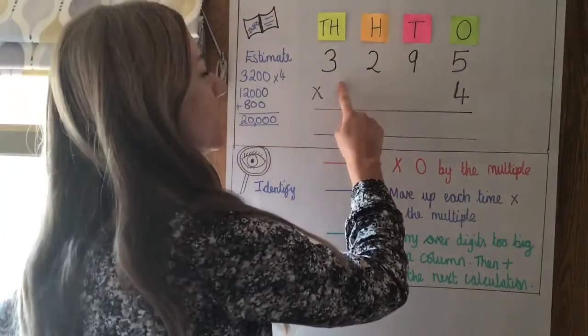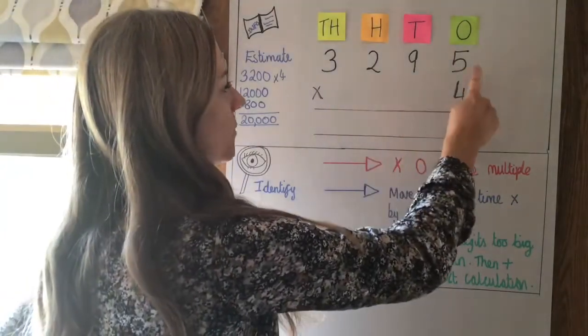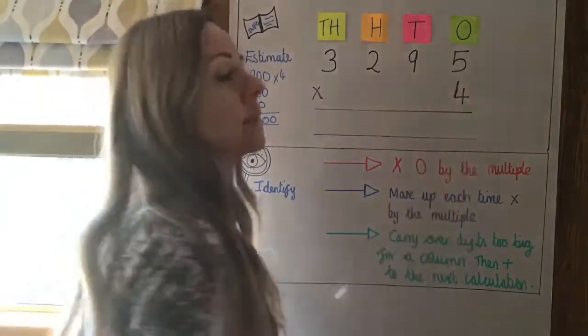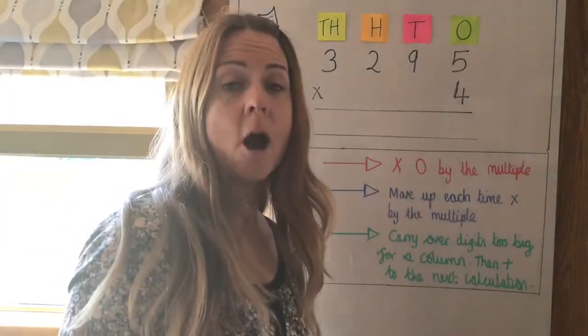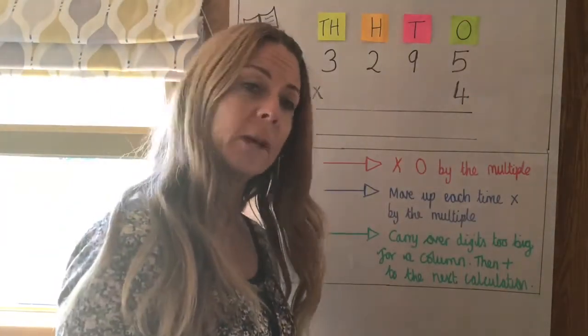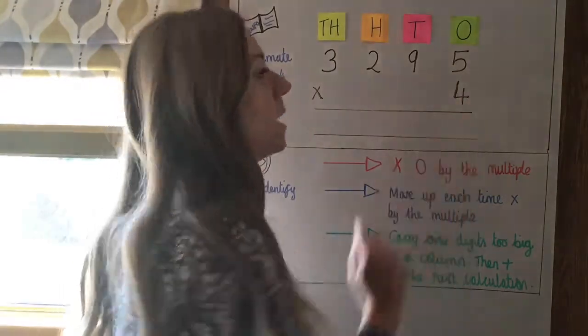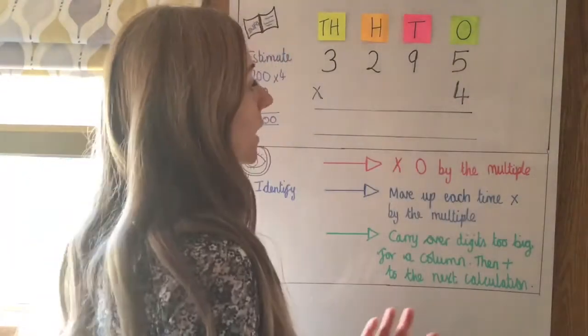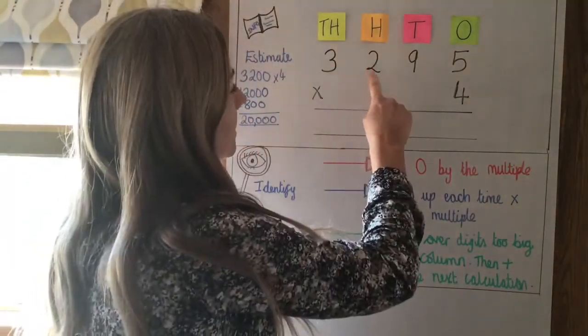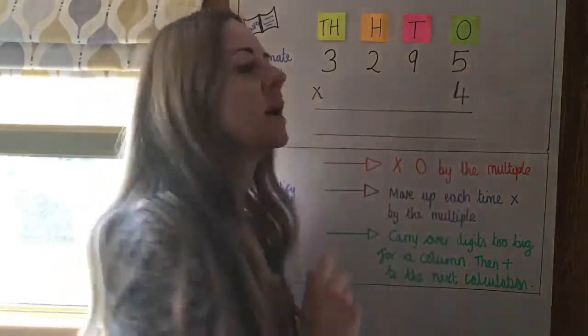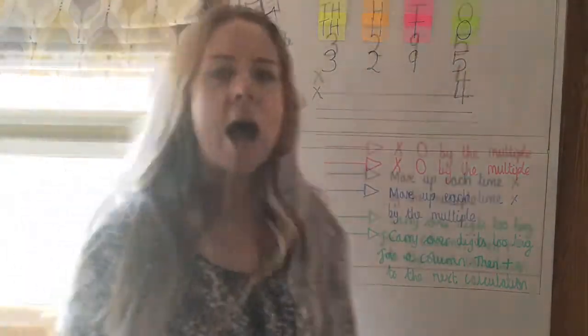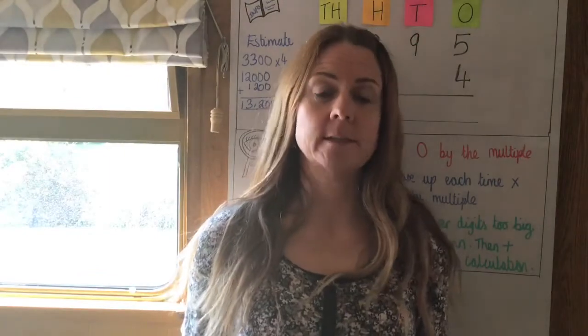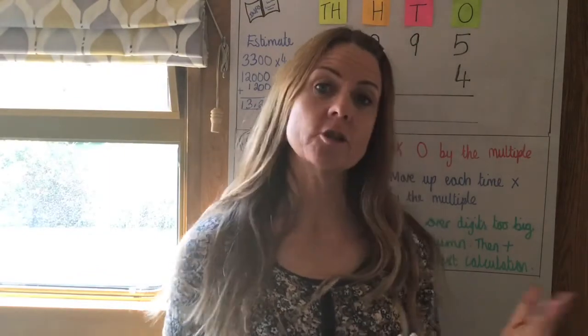So we are multiplying today 3,295 by 4. So we're going to call for our multiple. Okay, that's the number. We're looking at the 4 times table basically, the multiples of 4. And we're looking at the 3,295th multiple of 4.